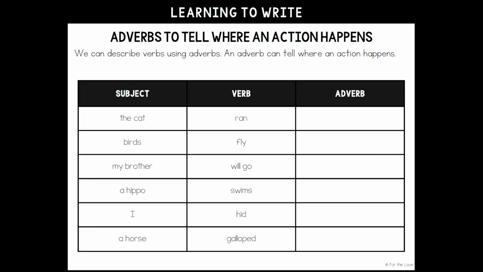The next kind of adverb we are going to tackle in this lesson are adverbs that tell where an action happens. You will definitely need to have your list of adverbs that tell where something happens to support your students as they work on this activity. This chart gives the subject and the verb, and they need to pick an adverb that tells where the action is happening. And here is an example of an answer key that you could use. Notice that all of my adverbs are telling places that an action could be happening.